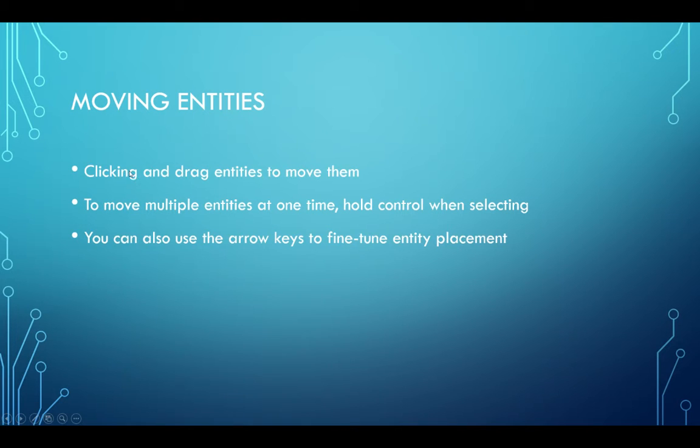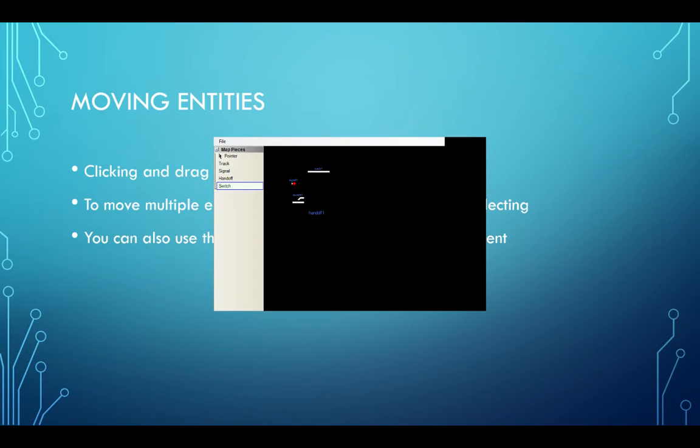To move entities around, you can click and drag the entities to move them. To move multiple entities at one time, hold Control when selecting, and you can also use the arrow keys to fine-tune entity placement. So back to our editor here, if I were to click on a track, you'll see that it becomes selected here, and I can click and drag the track around. Same thing with our signal. It's always a good idea to click the background in case it thinks that there's anything else selected before you go ahead and move other entities around.